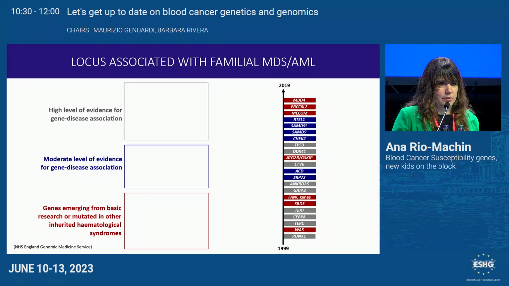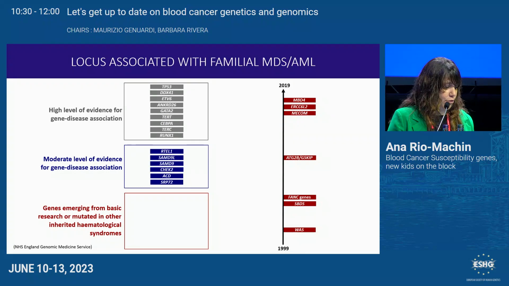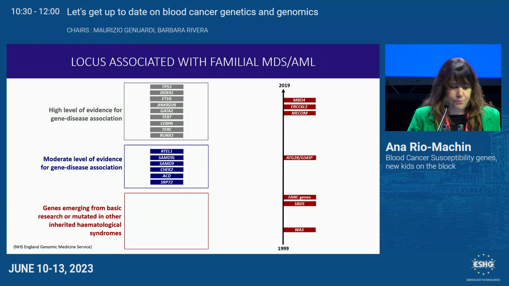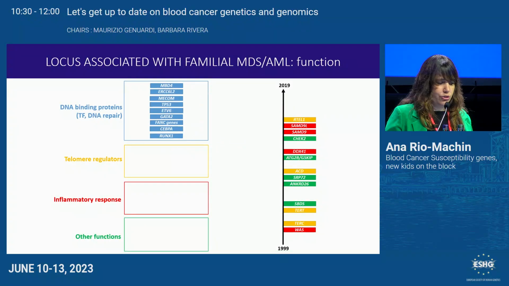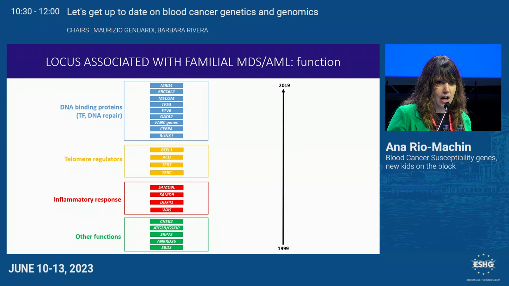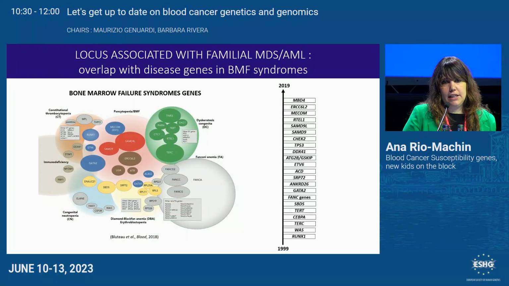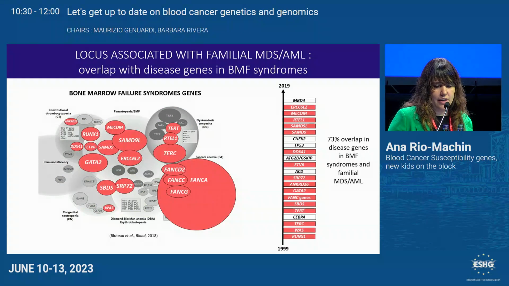We can classify them depending on the level of gene-disease association. They can have high level, moderate level, or be genes that are emerging now from basic research, or that are associated or mutated in other inherited hematological syndromes. So what about the function? We have DNA binding proteins, telomere regulators, genes involved in inflammatory response, and genes with completely different functions. I wanted to highlight a huge overlap between the genes that are the cause of inherited bone marrow failure syndromes and the genes associated with familial MDS-AML; it's higher than 73%.